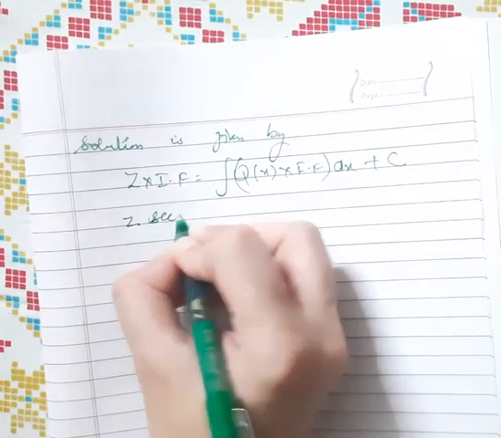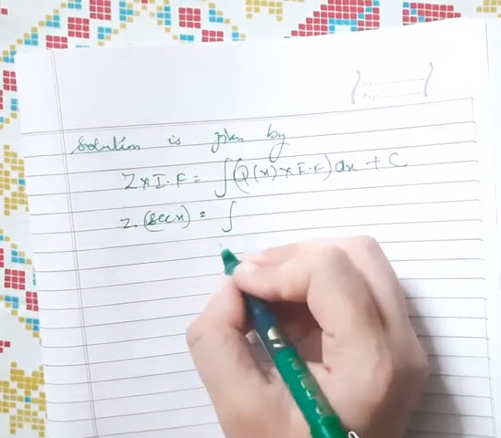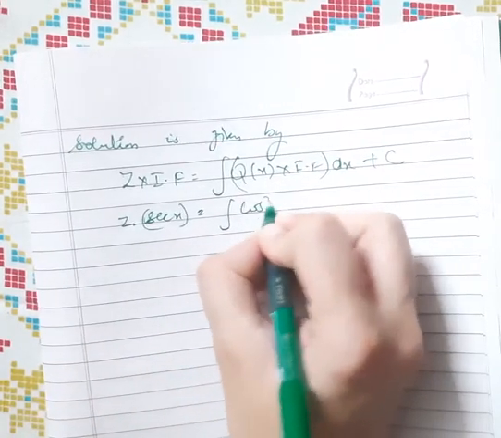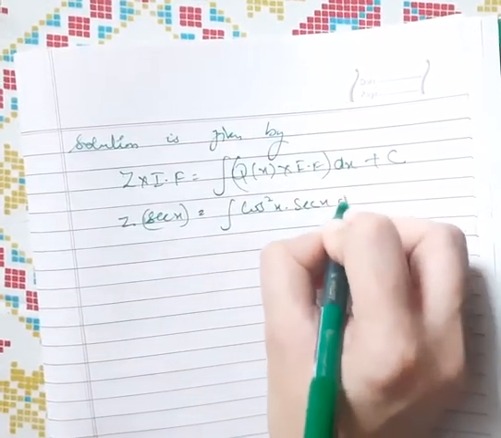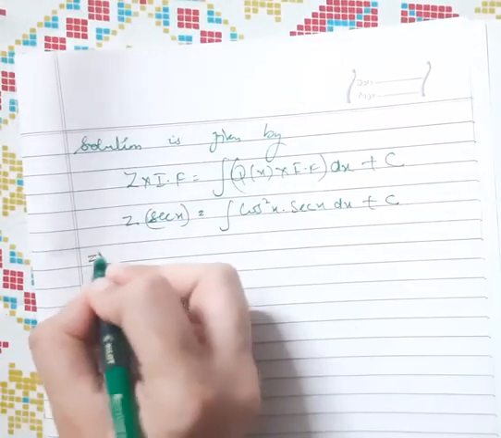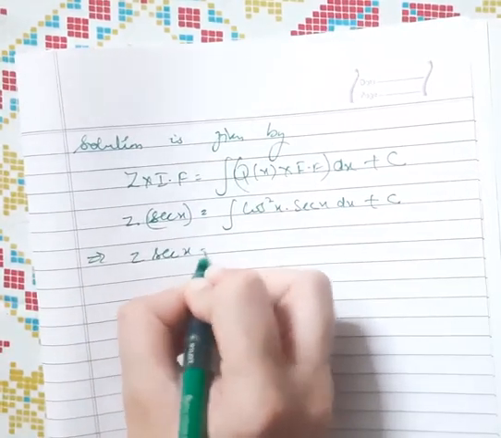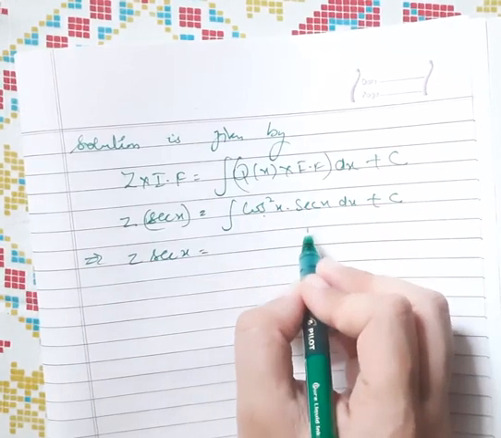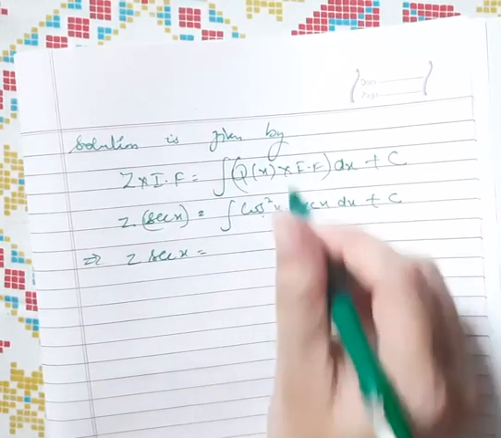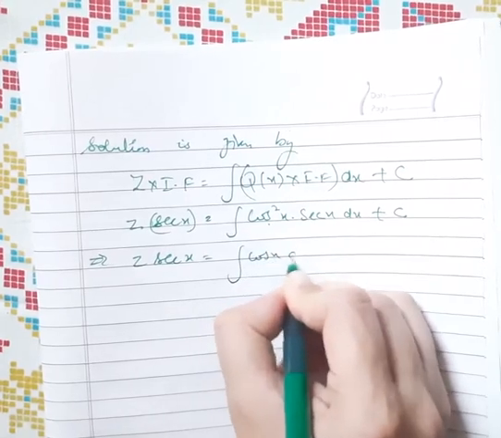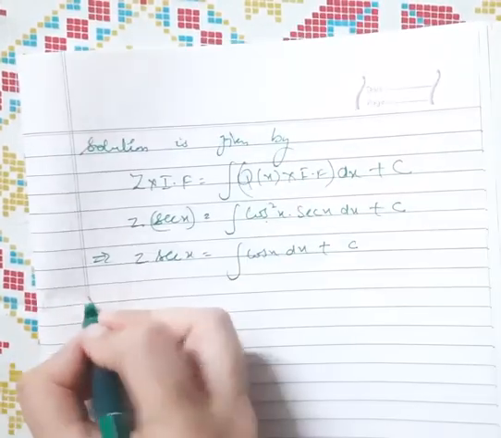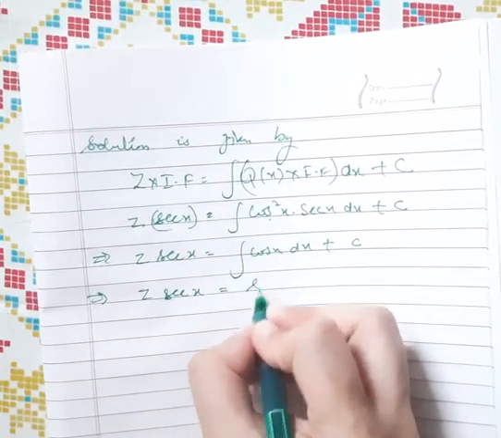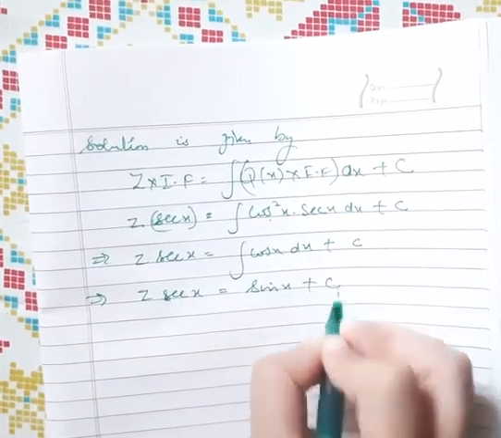Integrating factor has value secant x. Let's put there. The value of q was cos square x into secant x dx plus c. This is z into secant x. Now this is cos square into secant. If you see, secant is 1 by cos, 1 cos is getting cancelled out now. So it is simply cos of x dx plus c, which is z into secant x is equals to integration of cos is sin x plus c.